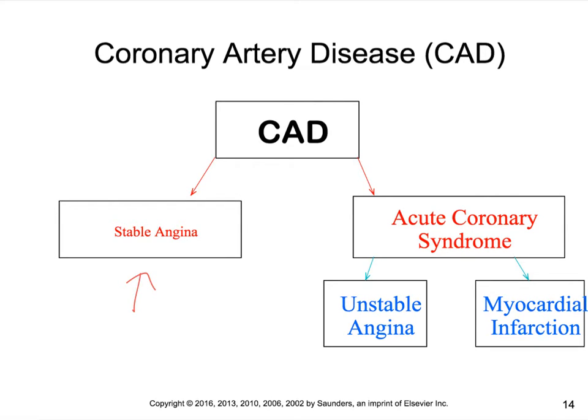So let's just review the anatomy and physiology and the function of the heart muscle. The heart is a muscle. It requires oxygen to be perfused to it. It requires a constant supply of oxygen for it to be able to function properly. When you have coronary artery disease, you can have an imbalance of oxygenation.